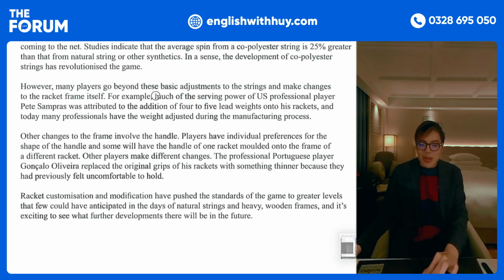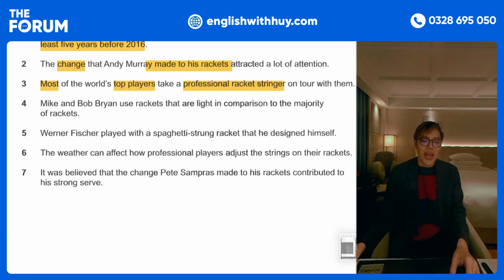Let's read. Much of the serving power of United States professional player Pete Sampras was attributed to the addition of 4 to 5 lead weights onto his rackets. So basically, he made his rackets a little bit heavier, and by doing so, he managed to serve stronger. So the final one would also have a true answer. It is true that the change Pete Sampras made to his rackets contributed to his strong serve.